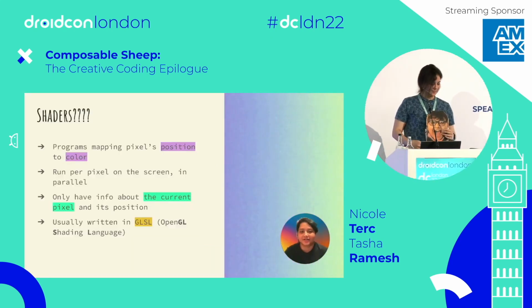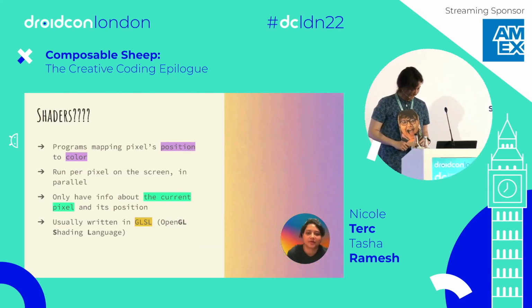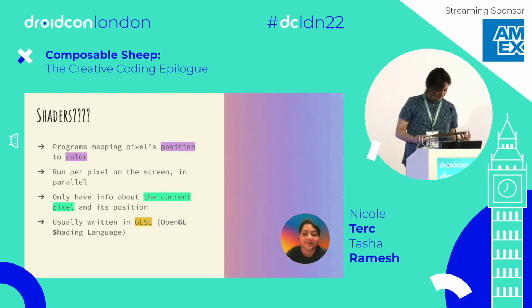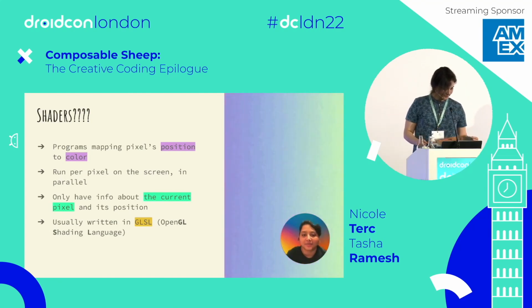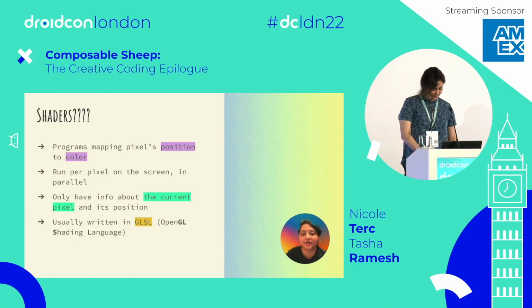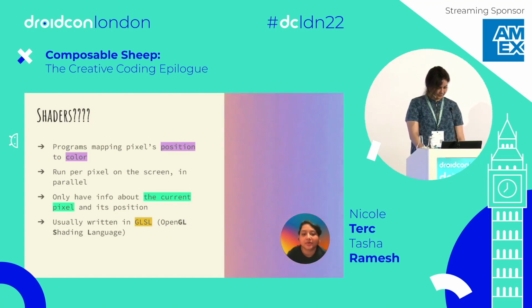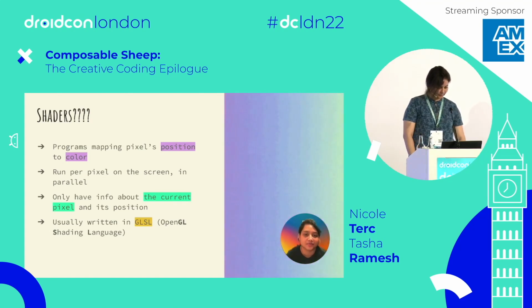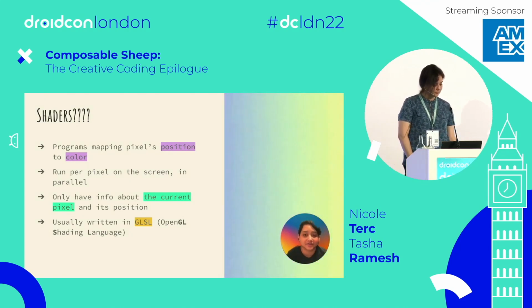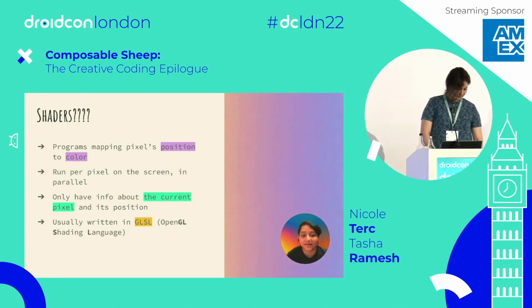So what exactly are shaders? They're essentially just programs that determine a given pixel's position and color. They run per pixel on the screen in parallel, and probably the most important thing to note is that shaders only have information about the current pixel's position. So in programming shaders, you have no access to information about neighboring pixels. This is one of the reasons that shaders can be so tricky to reason about and why they have a reputation for being so hard to work with.